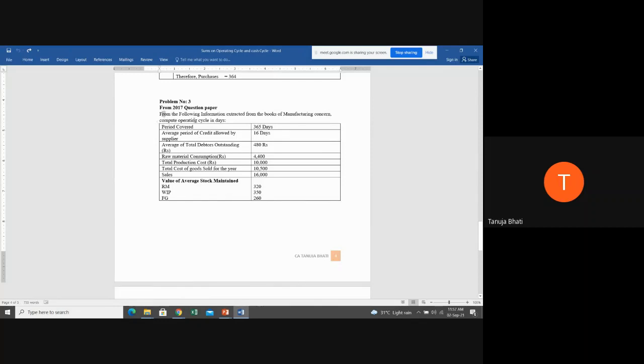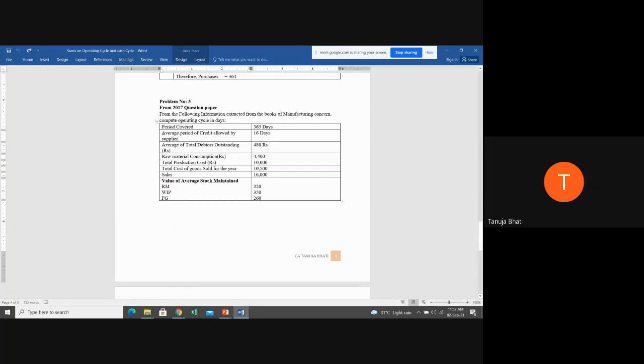What they're telling, from the following information extracted from the books of a manufacturing concern, compute the operating cycle in days. The period covered is 365 days, so now you have to multiply everything with 365 days. Whether it is 360 or 365, they will mention it in the problem.